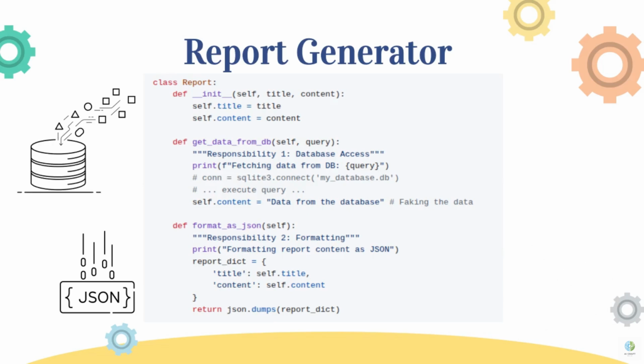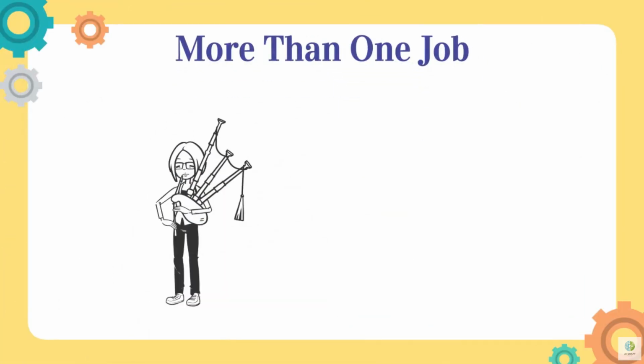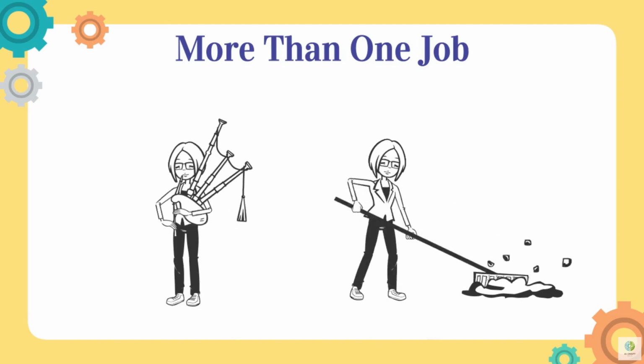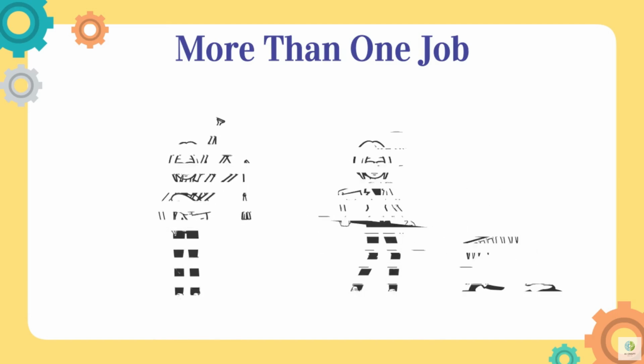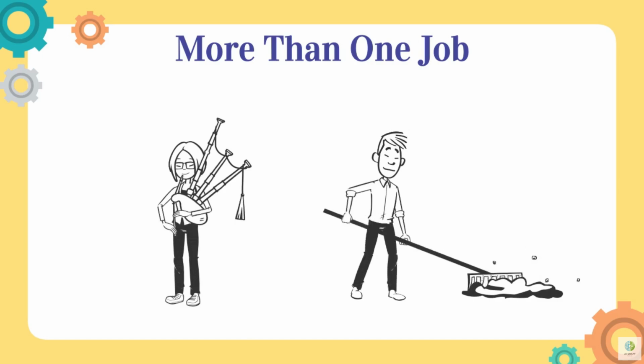1. If our database changes, we have to change this class. 2. If our boss wants the report in PDF format instead of JSON, we also have to change this class. This one class has two different reasons to change. It violates SRP. A better way to do it is to separate those jobs into different classes.